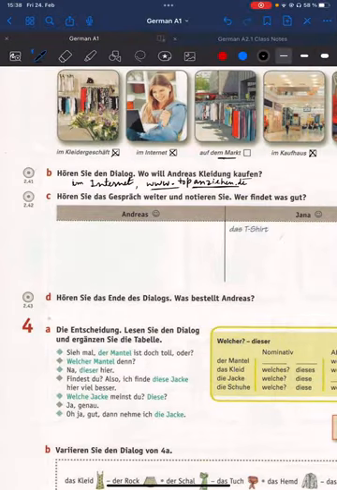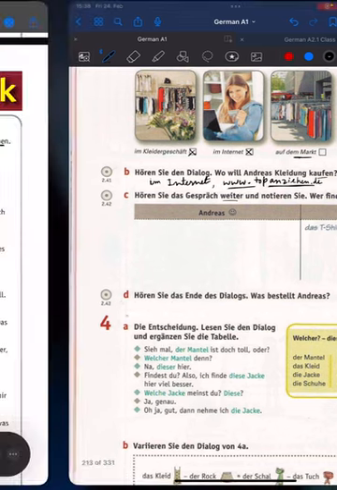Here in the... das Cashback weiter und notieren Sie, wer findet was gut. Okay. Here the conversation. And note down who found what good.